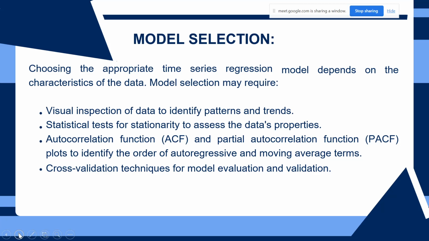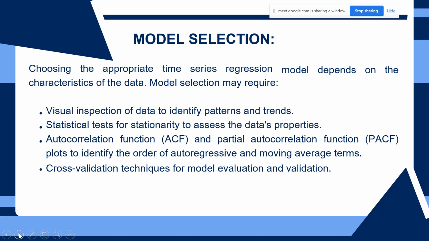So third is the autocorrelation function and partial autocorrelation function plots to identify the order of autoregressive and moving average terms. The autocorrelation function and the partial autocorrelation function are the graphical tools used to identify the order of autoregressive and moving average terms in an autoregressive integrated moving average or ARIMA model.